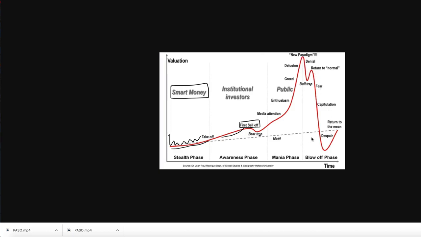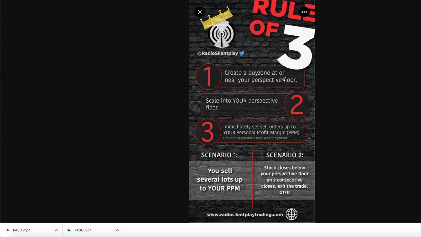So there's a way to get out of a scenario like this, and I just want to go over it. If I'm looking to buy a stock, I want to create a buy zone at or near a prospective floor. So what I'm going to do is look at the chart and figure out where the floor is near. Okay, it's an estimated guess.